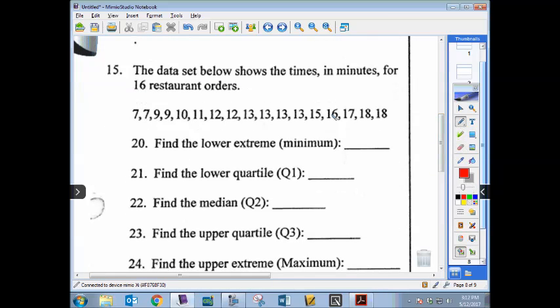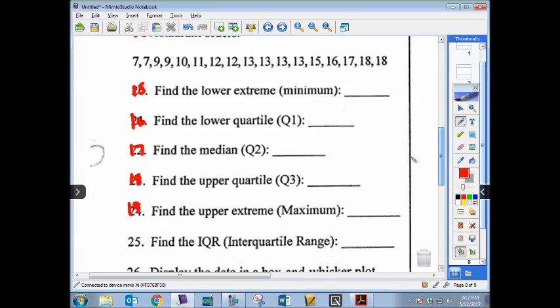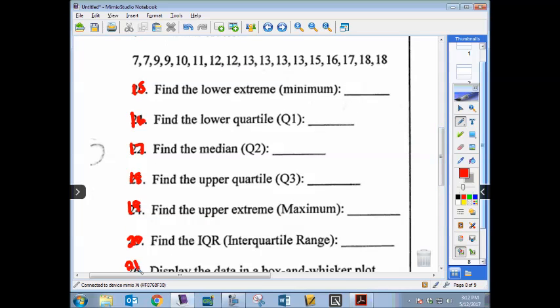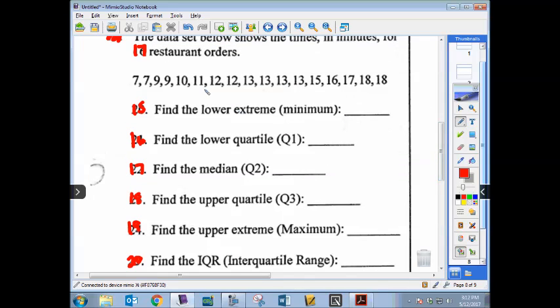Number 15, which is where it got all messed up when you guys had to make all those corrections. That was actually 17 restaurant orders. This was supposed to be number 15, number 16, number 17, number 18, number 19, and 20 and 21 down here. The nice thing that I did for you is I put them least to greatest to begin with. I probably shouldn't have done that.